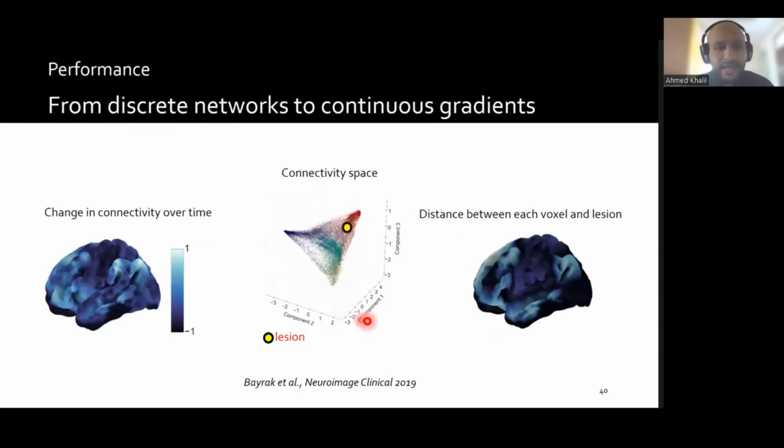Especially, I think, in diseases or conditions where you have a discrete lesion, like in stroke, or at least a set of discrete lesions, because you're able to do very interesting things looking at changes in connectivity over time within the context of these gradients, and try to explore how the lesion has an influence on these changes, or at least is related to these changes in connectivity over time.